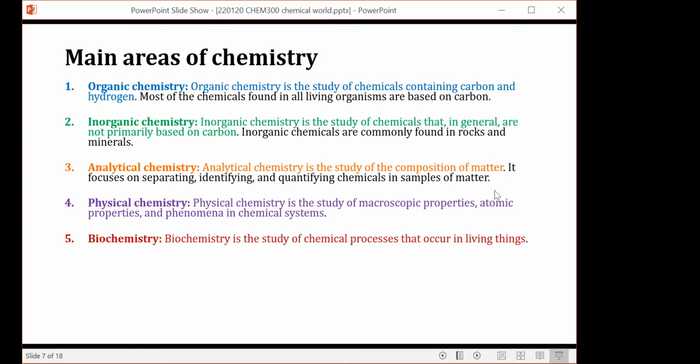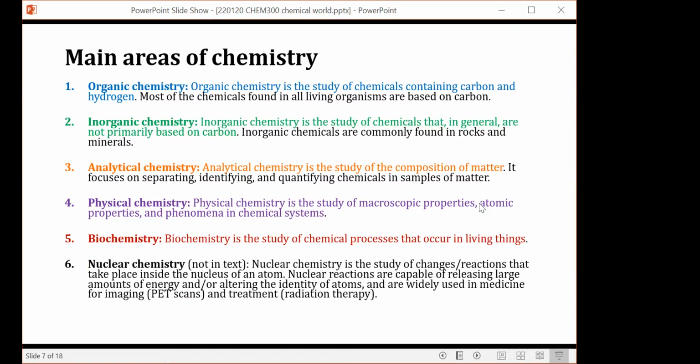Fifth type is my personal favorite. It's biochemistry. This is the study of chemical processes that occur in living things. So biochemistry is based on living things. So you have to know a lot of organic chemistry to do biochemistry. But instead of just studying individual molecules and atoms that involve carbon, you're studying kind of the whole system or the whole process.